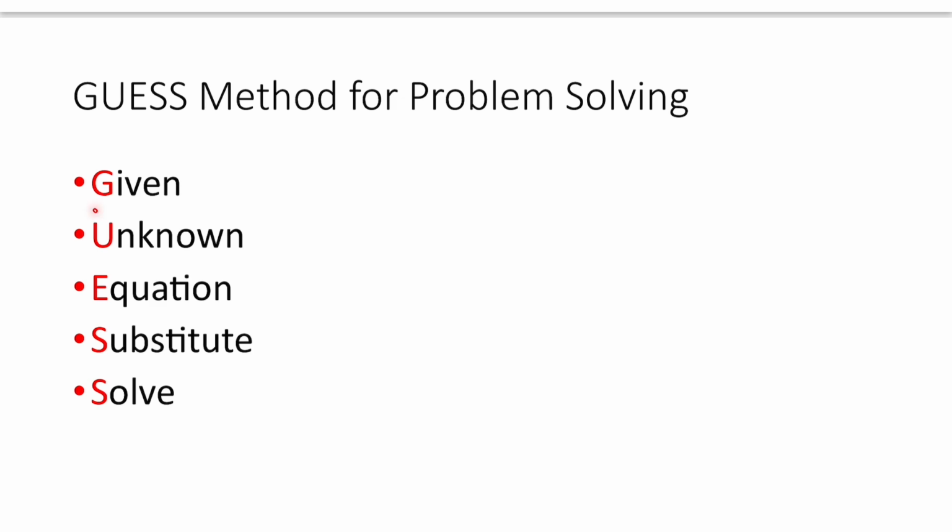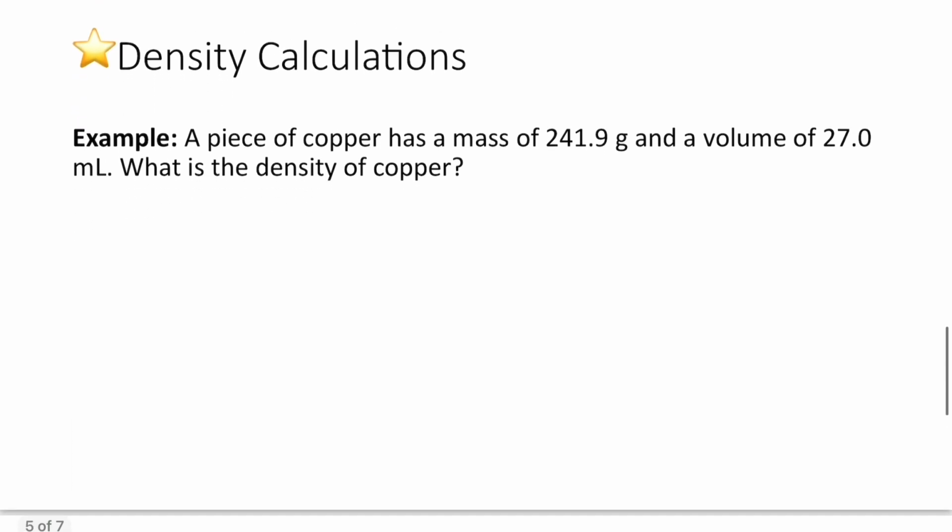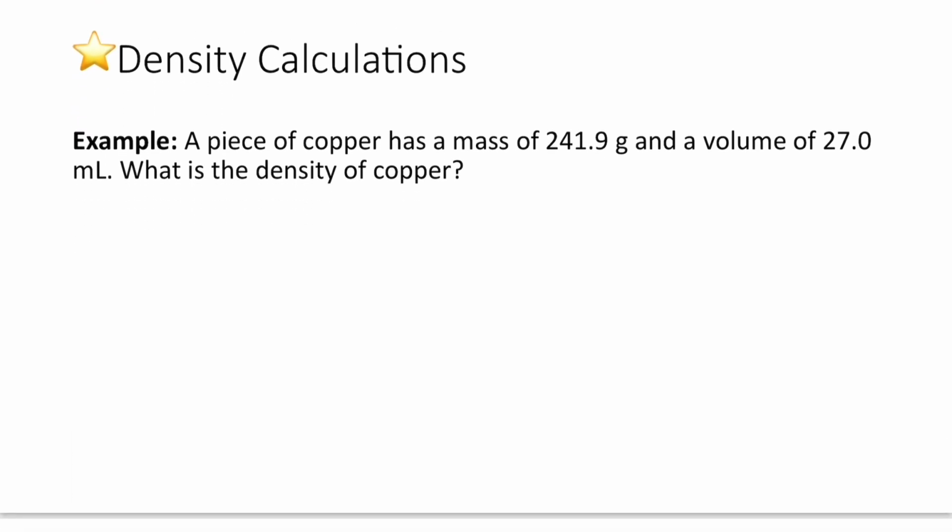You're going to write down what the given information is. You're going to identify what they want you to solve for. You're going to write down the equation. You're going to substitute the given information into the equation, and then you're going to solve and box in your answer. So let's see what that looks like in an example.